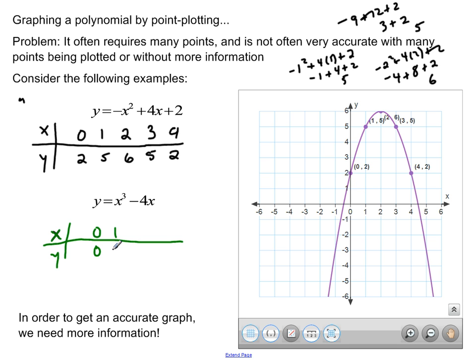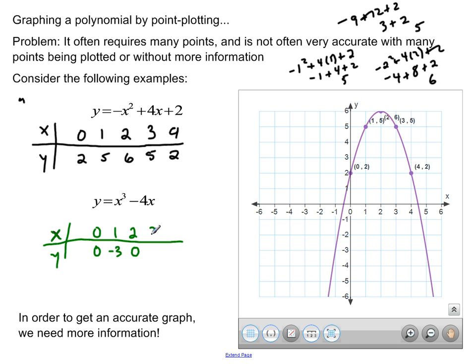How about if we put in 1? Well, 1 to the third power minus 4 times 1 is the same thing as 1 minus 4. That's negative 3. That's kind of weird. Okay, maybe it goes down. Then we put in 2. So if we say 2 cubed minus 4 times 2, all of a sudden, we get 0 again.